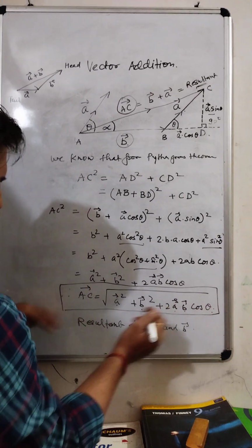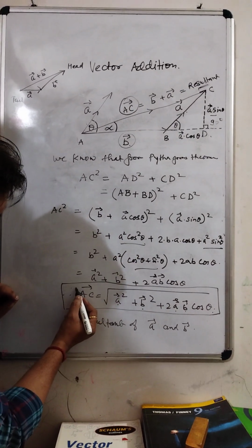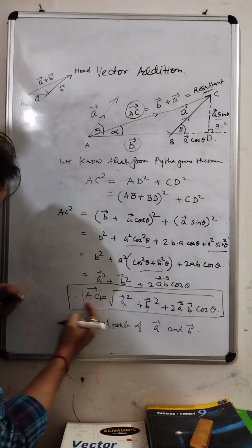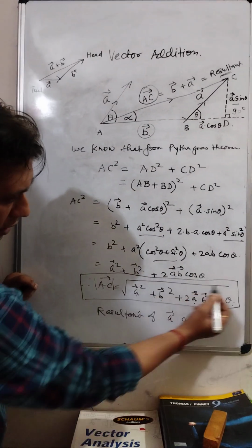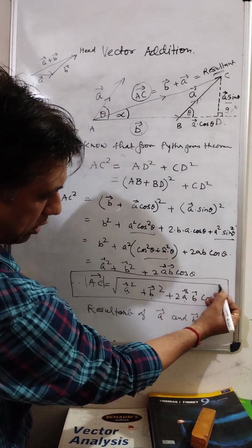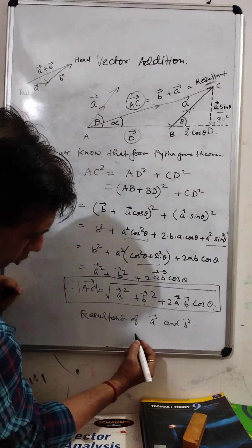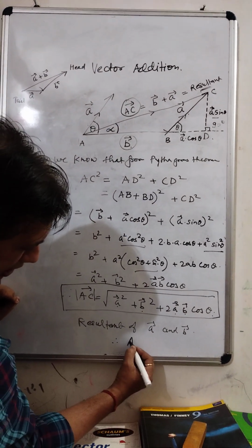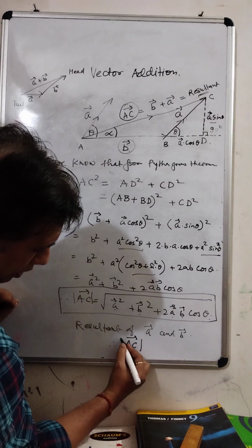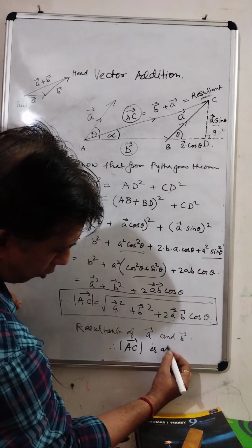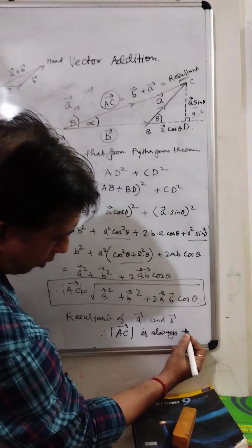This is the magnitude part, because root over anything is always positive. Therefore, the AC vector mod is always positive.